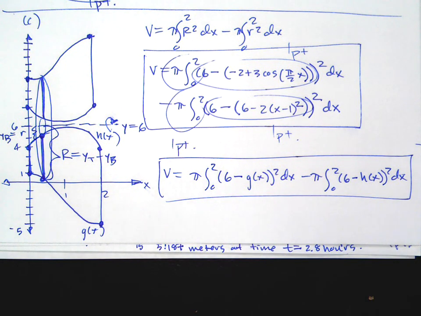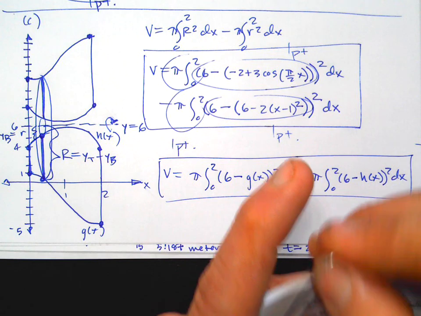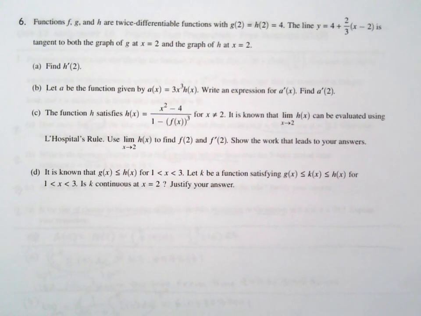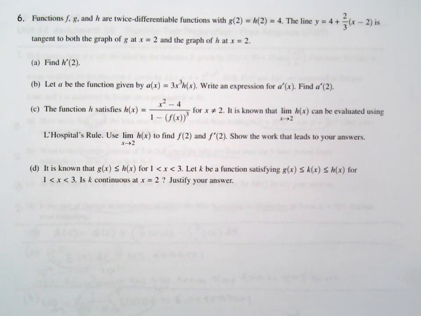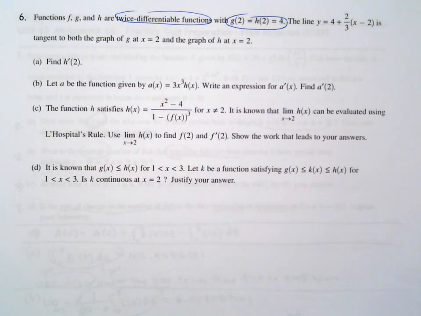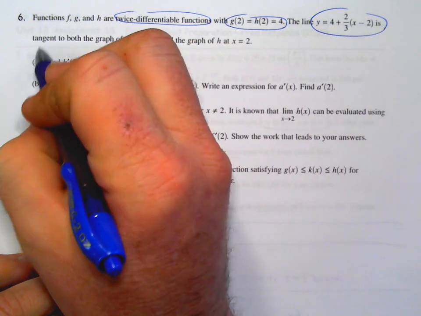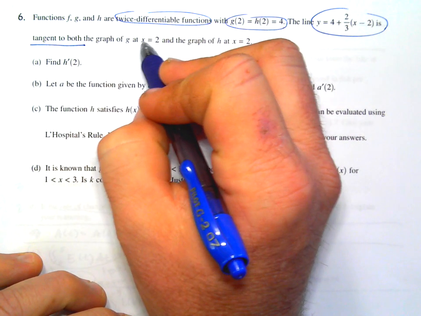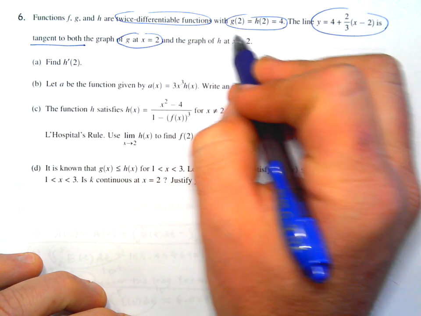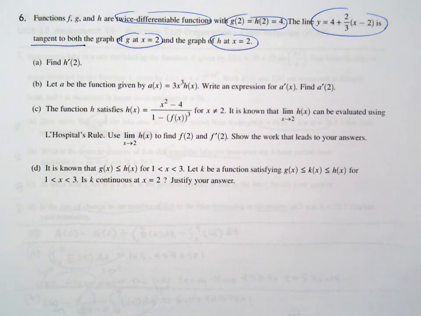Let's see, number 6. So let's take a look at this. Functions f, g, and h are twice differentiable functions. Okay, might need that for something. They give you some initial conditions for g and h. They give you a tangent line. It's tangent to both g and h at the same point. So graphs g and h, we don't really know what they look like, but they both touch each other at x equals 2, and they both have the same tangent line.